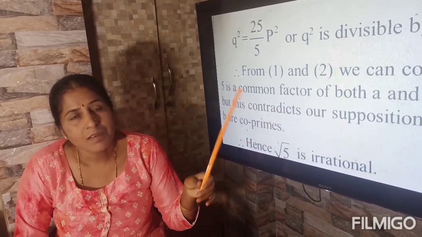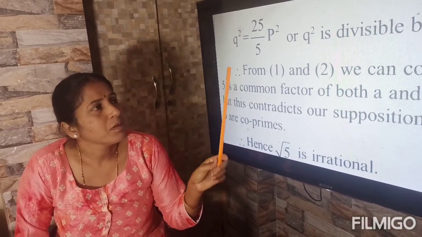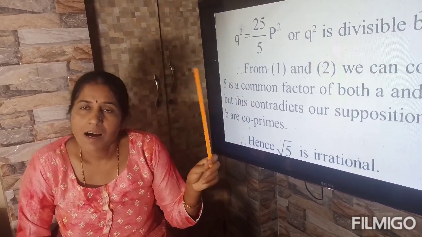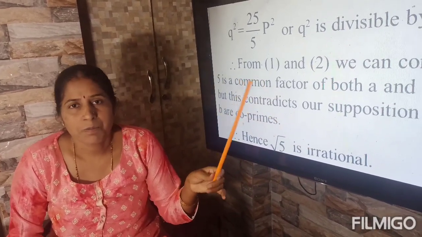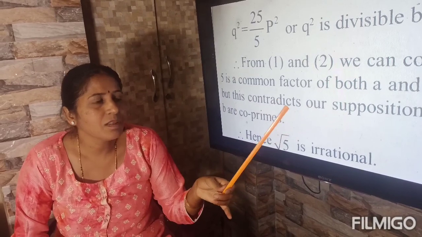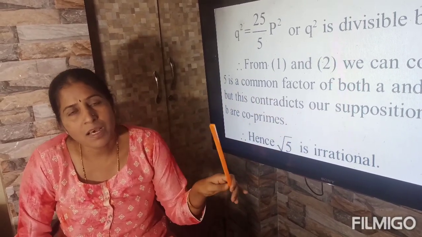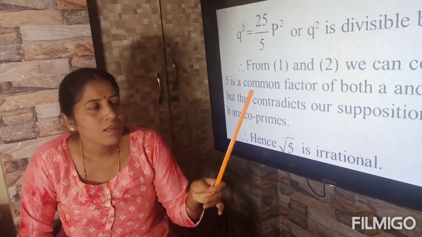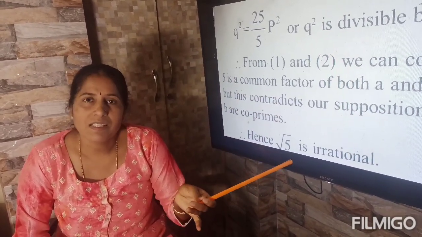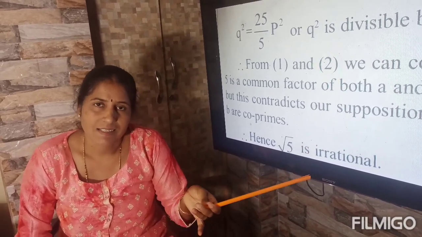But here in the start we assumed that p and q, or a and b, whatever you take, are co-primes. But here we proved they are not co-primes, meaning both have a common factor. 5 is a common factor for both. Therefore, root 5 is not rational, it is irrational. Okay?